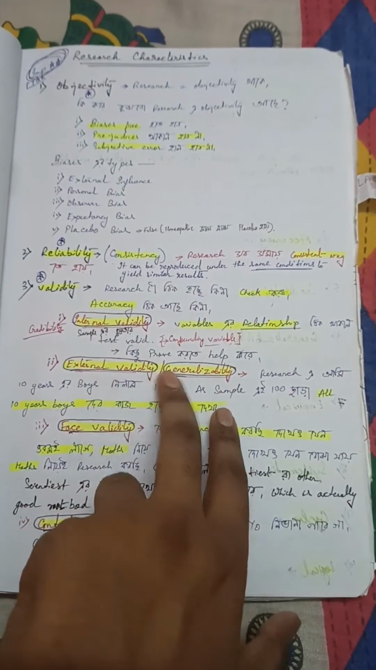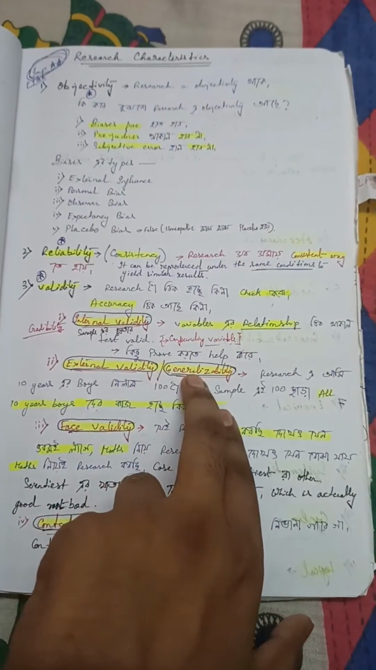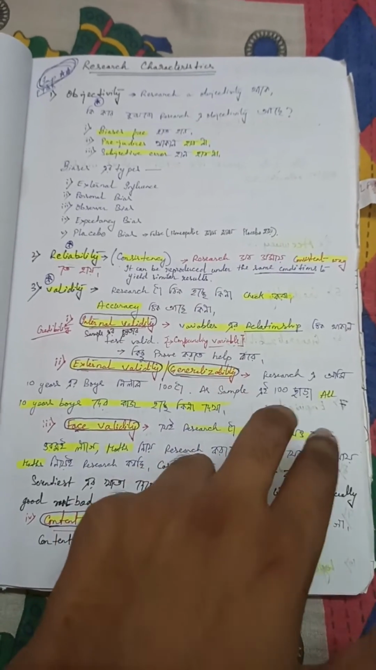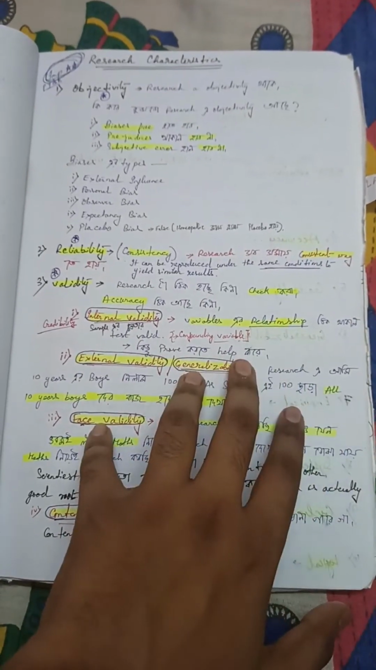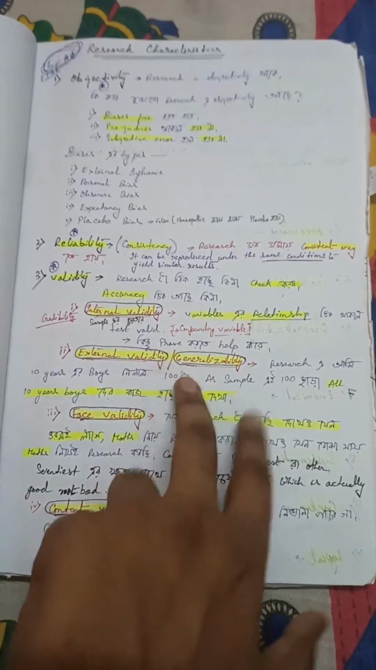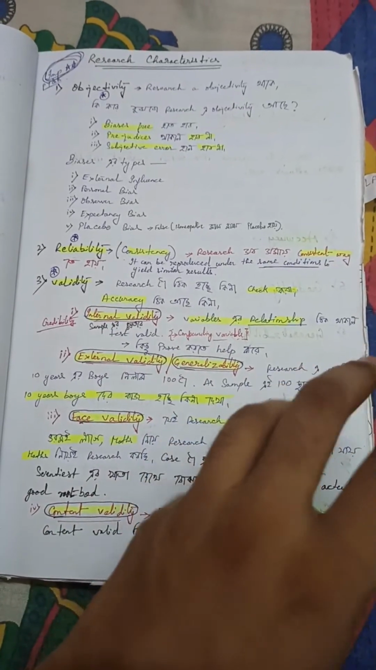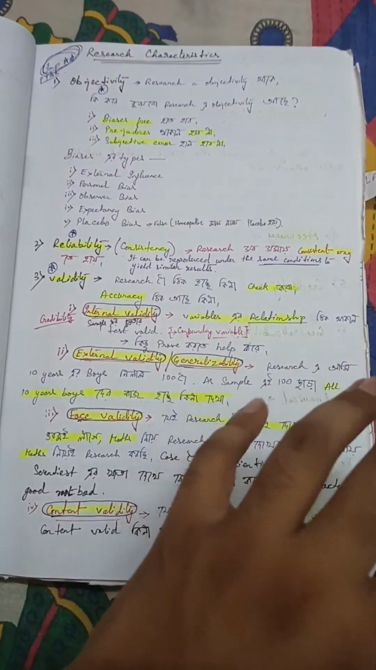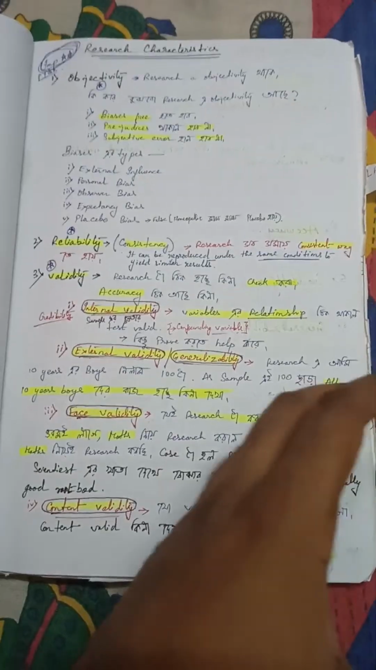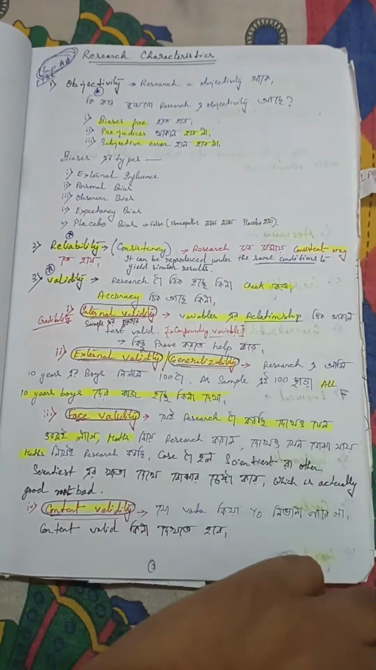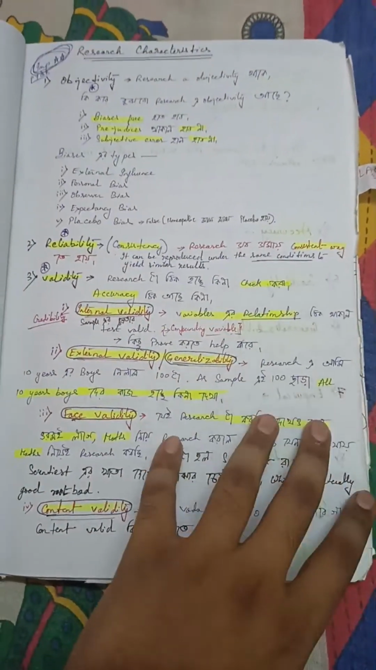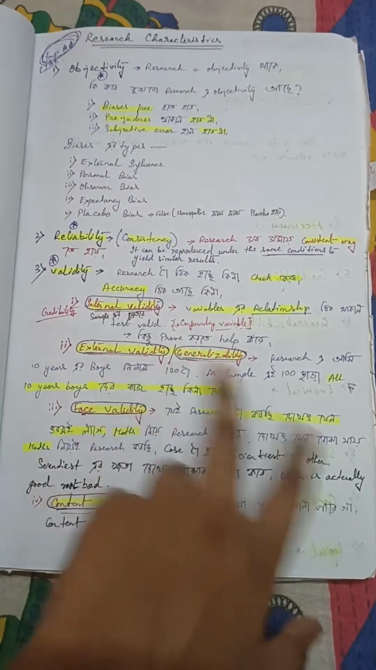Then comes the external validity. It is also known as generalizability. That means whether my research can be generalized or not, that we must also check. Suppose I am taking a sample of 100 ten-year-old boys. Other than my 100 samples, is it generalized to all ten-year-old boys or not? That determines the external validity. If it holds for every ten-year-old boy, then our research will be externally valid.